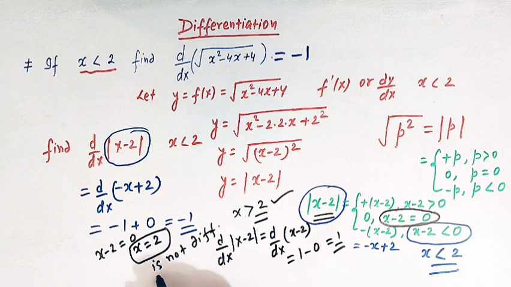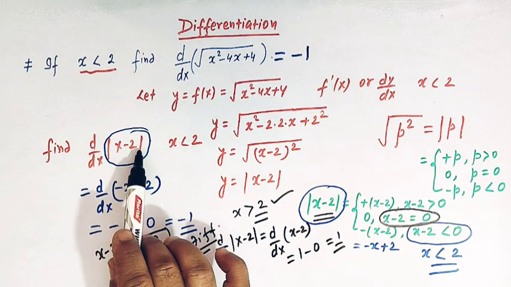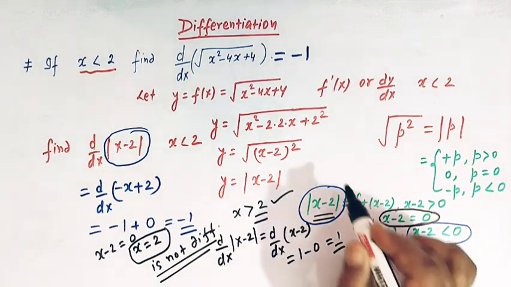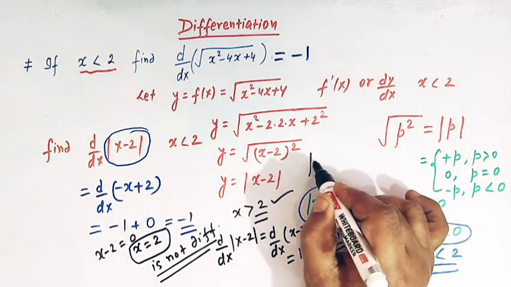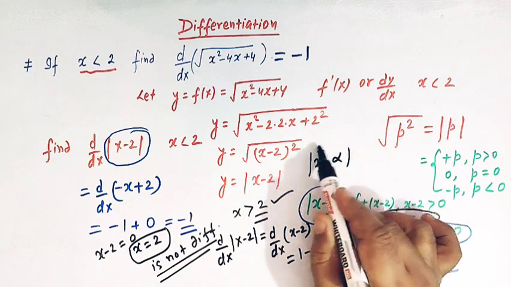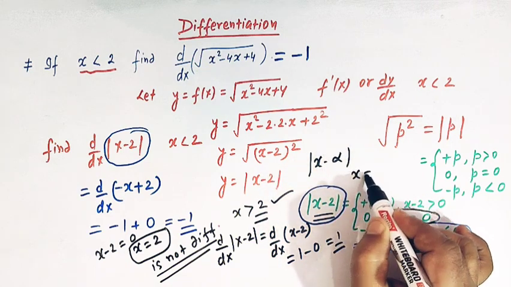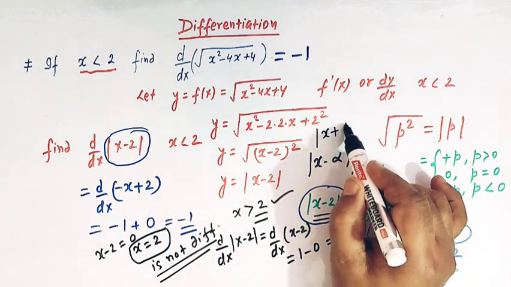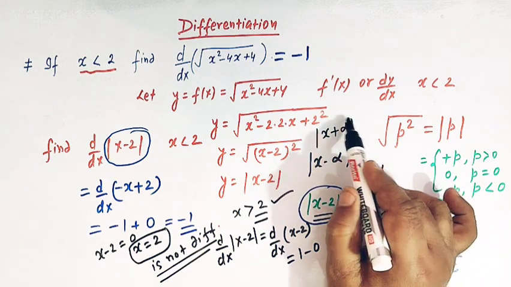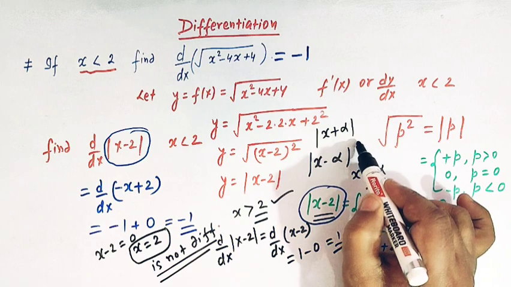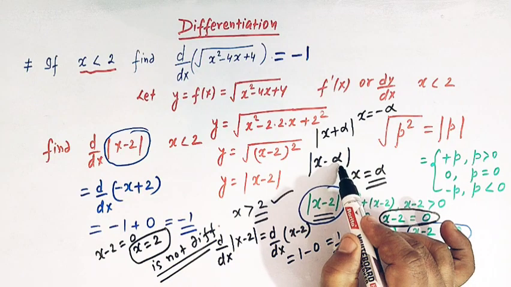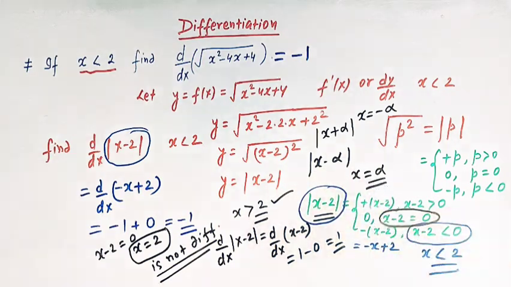So this is an important point here, that mod of x minus 2 is not differentiable at x is equal to 2. In general, we can say that if we have a function, say mod of x minus alpha, then this function is not differentiable at x is equal to alpha. And if we have a function mod of x plus alpha, then mod of x plus alpha is not differentiable at x is equal to minus alpha.